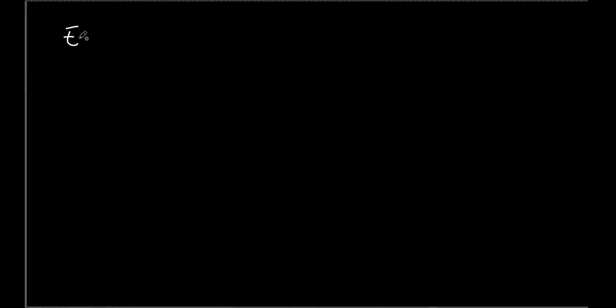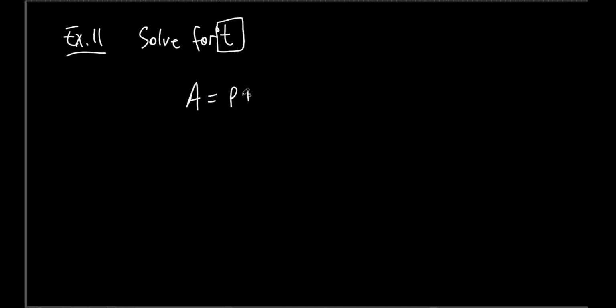Example 11. It says solve for t. These are all actual formulas that you could use in real life. All these things right here. Solve for t. All right, so here's the formula. A equals P plus PRT. This has to do with money and principal and time and rate and all this kind of stuff, okay?